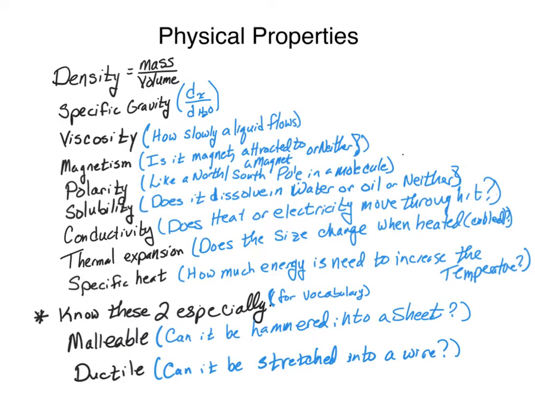On the other hand, if I hit air with a hammer, it doesn't really flatten into a sheet, right? It just passes through. If I hit a rock with a hammer, it shatters, so it is not malleable. And the next term was ductile. Ductile is something that stretches into a wire. So we know that copper can be stretched into a wire, but if you tried to stretch a rock into a wire, it would just shatter. So that is not ductile. There are many other physical properties, but this is a fairly comprehensive list. Next, we're going to look at the chemical properties of matter.